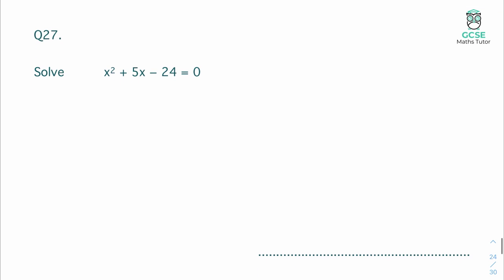Okay, so we have solving a quadratic. Now when we're solving a quadratic, we need to factorise it. So we're going to factorise this. It's equal to 0, so that's fine. Two numbers that times to make 24. We've got 1 and 24, 2 and 12, 3 and 8, or 4 and 6. So out of those, which two can we make positive 5 with? So we can do that using 3 and 8.